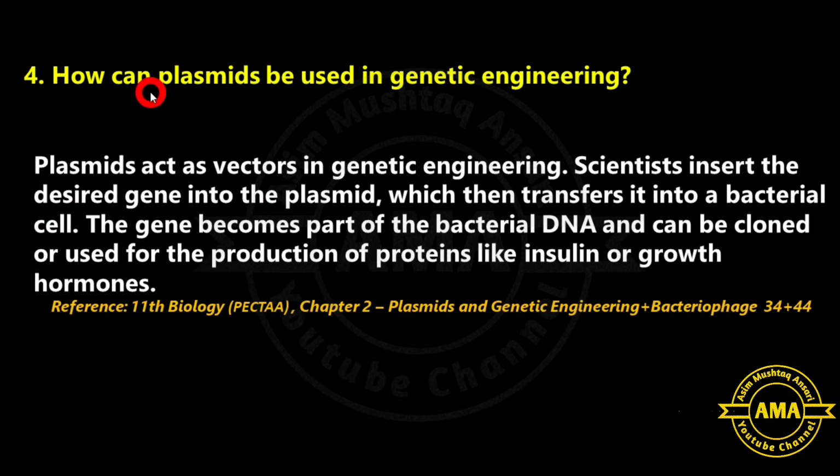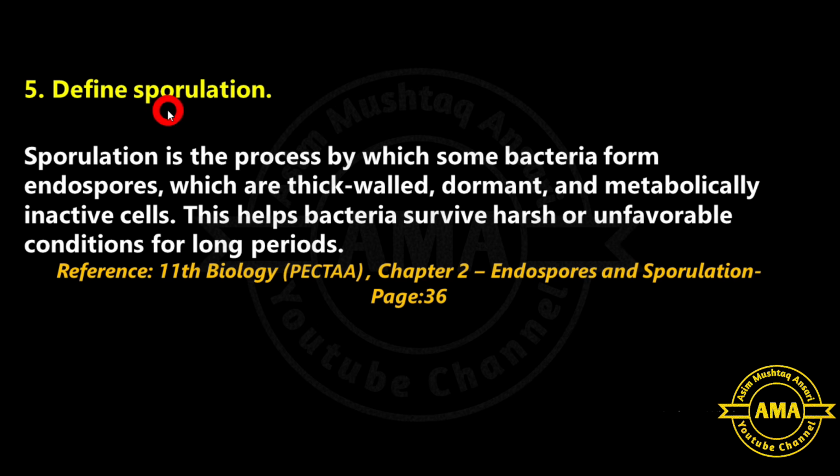Next question is: how can plasmids be used in genetic engineering? Plasmids act as vectors in genetic engineering. Scientists insert the desired gene into the plasmid, which then transfers it into a bacterial cell. The gene becomes part of the bacterial DNA and can be cloned or used for the production of proteins like insulin or growth hormones.